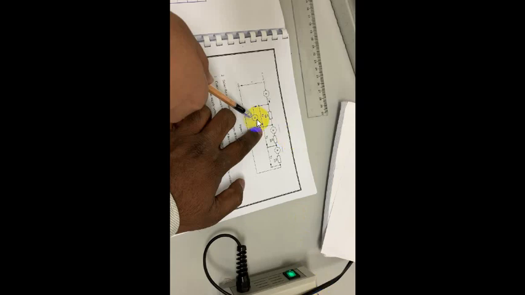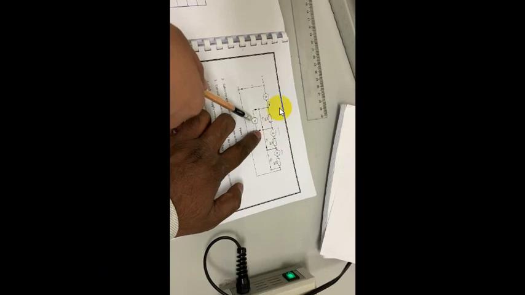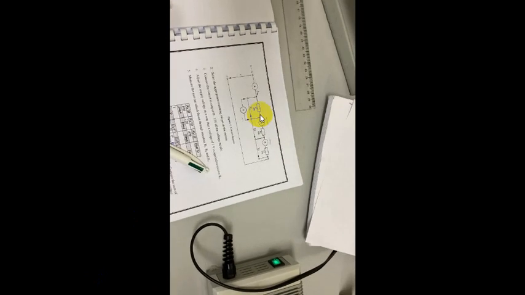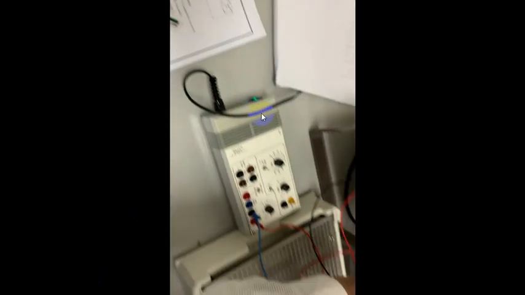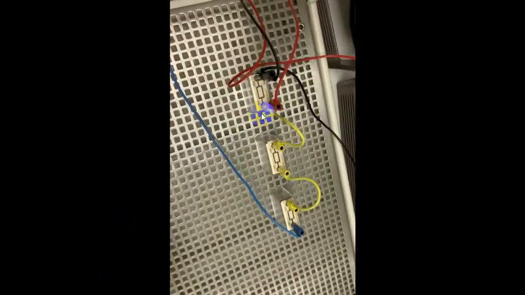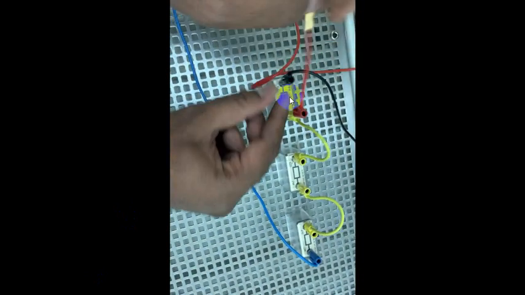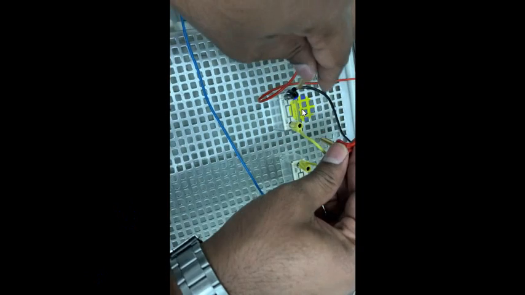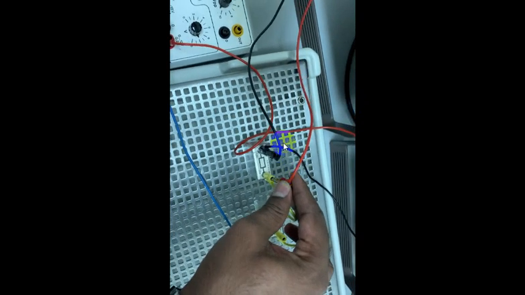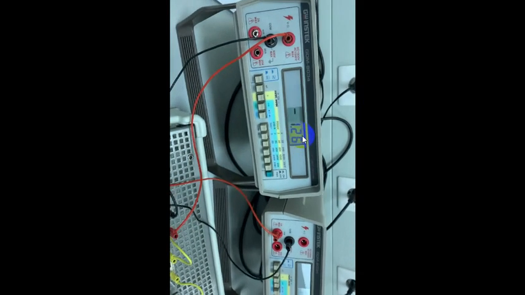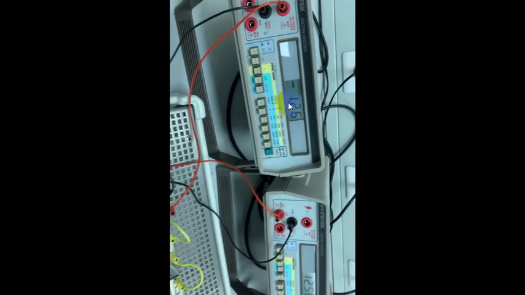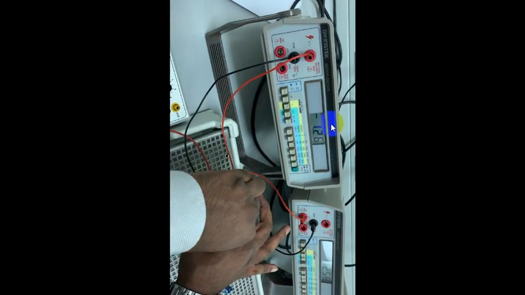Connecting the voltmeter across R1. Okay, so I will connect the voltmeter across R1. We will measure the voltage here. So here I will connect the voltmeter and let us see the value. It is reversed, just make it reverse, so you will get positive.